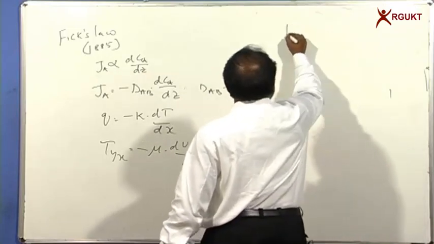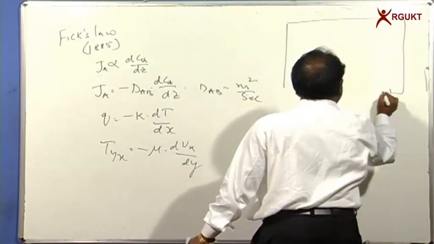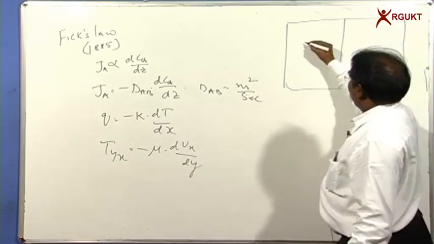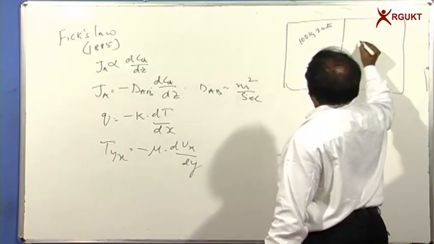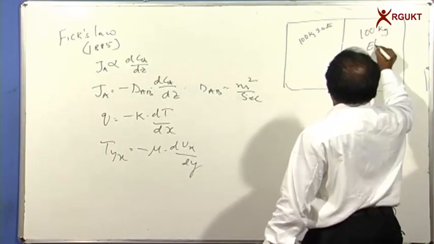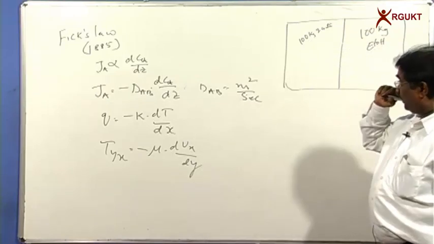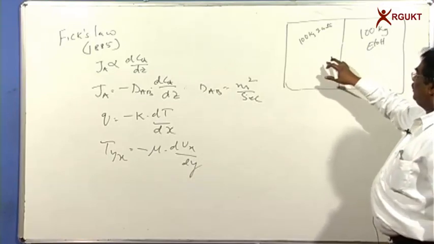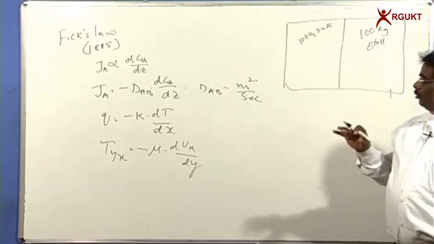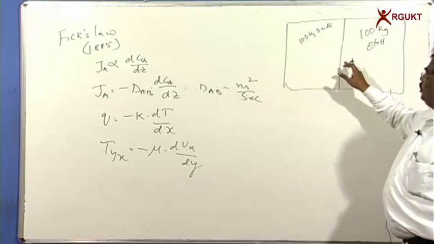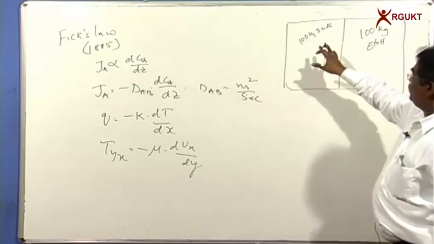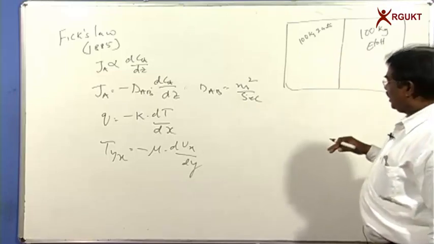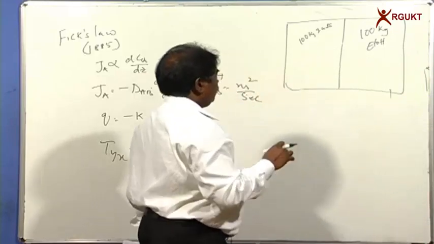For example, there is a box, and this box is partitioned by a wall. Here we are going to take 100 kgs of water, and here 100 kgs of ethanol. These two are separated by a partition, and because the densities of water and ethanol are different, we keep the partition in such a way that the volumes of the two chambers are roughly equal. Now we can remove the partition.